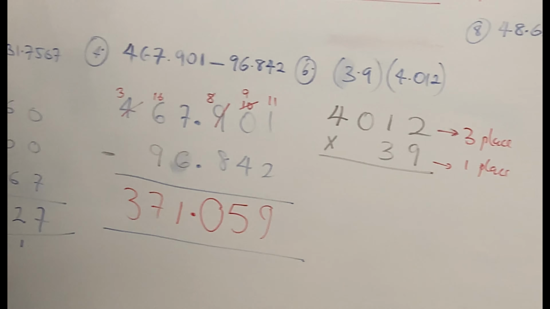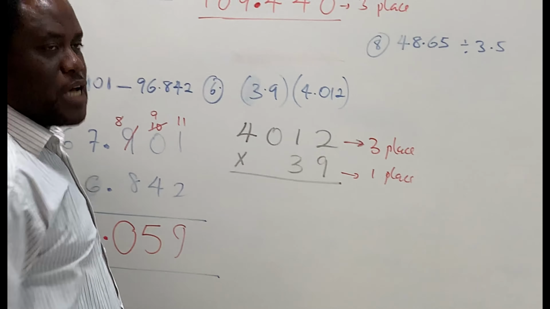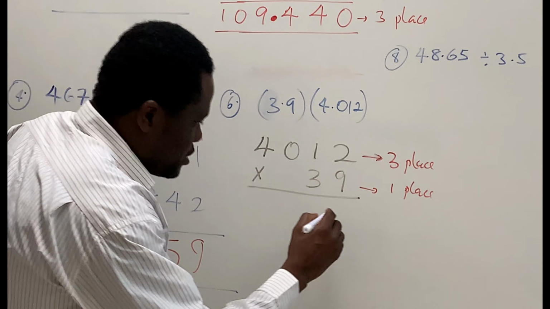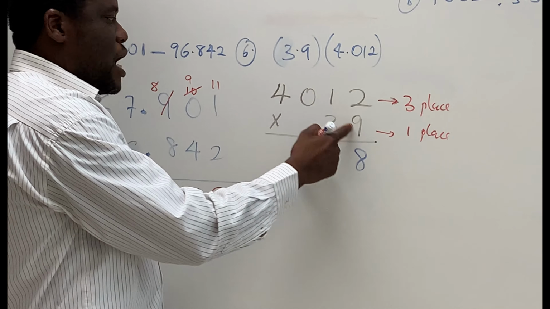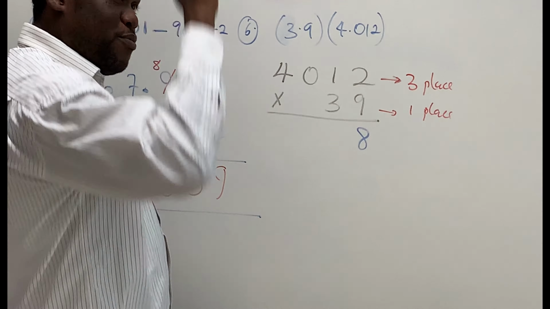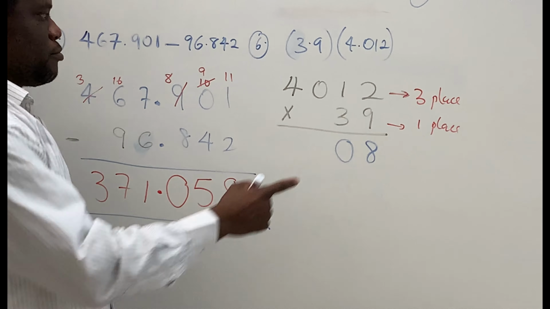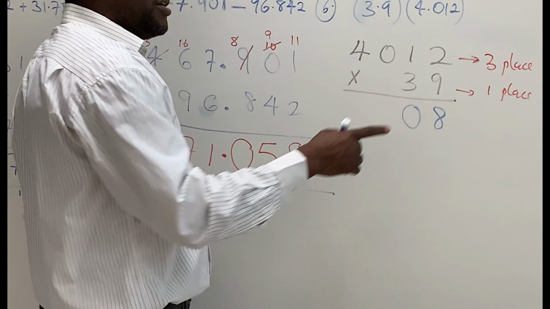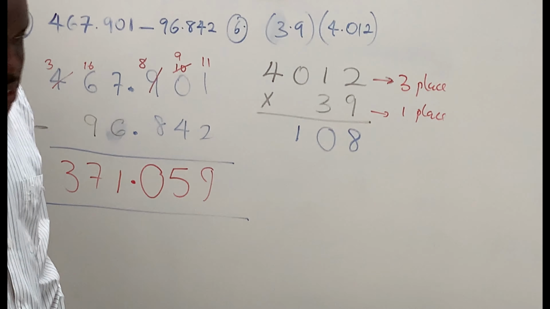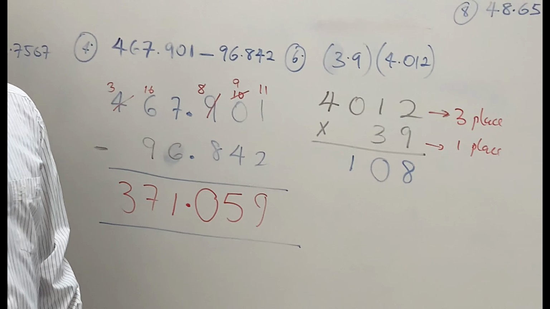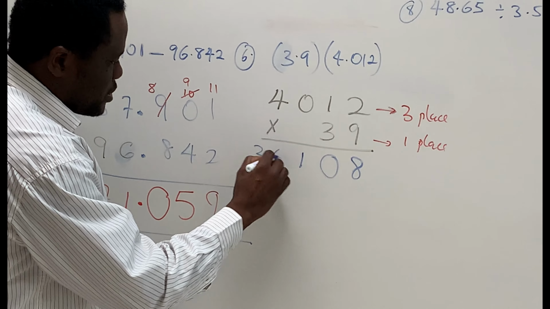Now let's do the multiplication quickly. 2 times 9 is 18. Write 8, we keep 1. 9 times 1 is 9, plus that 1, then write 0, keep 1. 0 times 9 is 0, plus that 1, 1. No more keeping. 9 times 4 is 36. No number again, so we write all the 36.